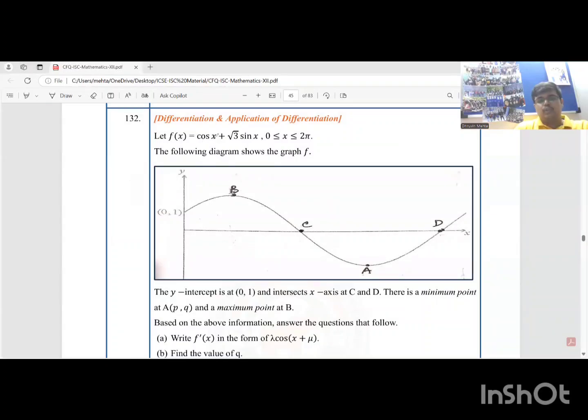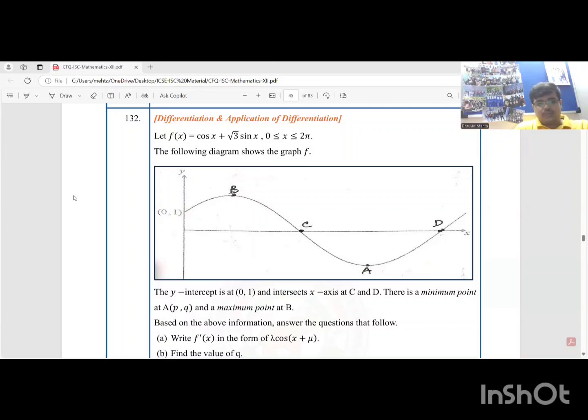The function f of x is given to us: cos x plus root 3 sin x. The diagram is shown below. The y-intercept is at (0, 1). We can see that. It intersects the x-axis at C and D. We can see that also. The minimum point is at A, maximum is at B. Great. We have to first find f dash x, and write it in this form, lambda into cos of (x plus mu).